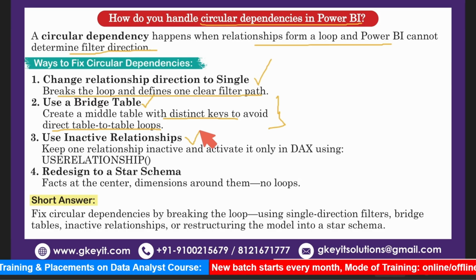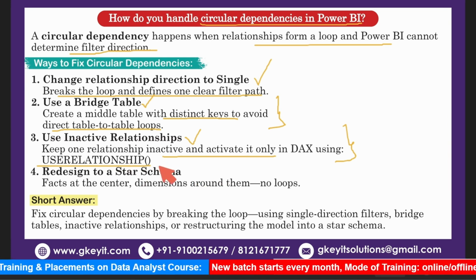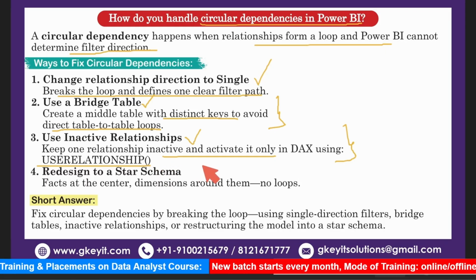And the third point is to use inactive relationships. Keep one relationship inactive and activate it only in DAX using the USERELATIONSHIP function. For active and inactive relationships also, I have a dedicated training session on our YouTube channel. You can go through that as well. There I have explained what active and inactive relationships are, and if you are using an inactive relationship, how to use a DAX function to relate the tables, using the USERELATIONSHIP function.